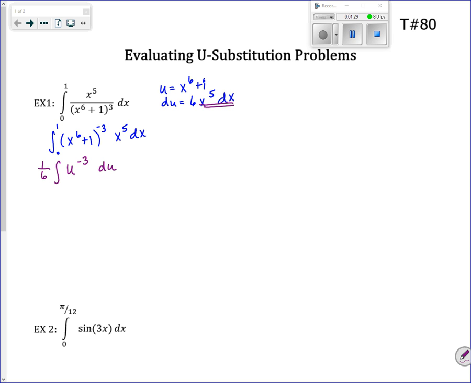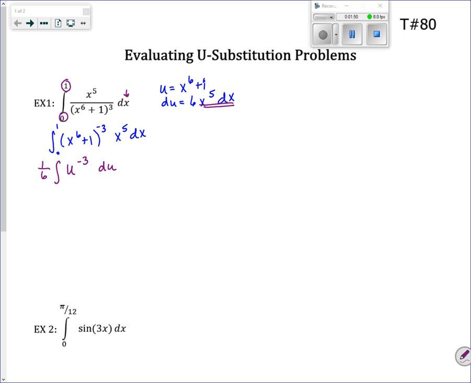And the reason I'm not writing the bounds is because, remember, this 0 and 1, that's for the x variable. If I put 0 and 1, this integral is for du. My 0 and 1 are x's, so I can't put those in until I get it back in x. So I'm not going to write anything there.